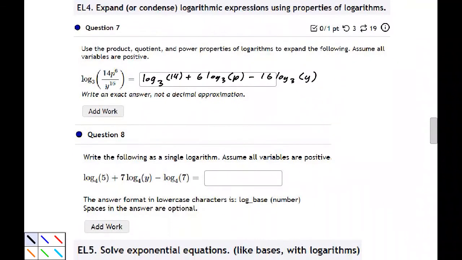Now those same properties can be used in reverse to condense or combine things into a single logarithm. So this next question, question 8, says write the following as a single logarithm. Assume all variables are positive. Log base 4 of 5 plus 7 log base 4 of y minus log base 4 of 7.